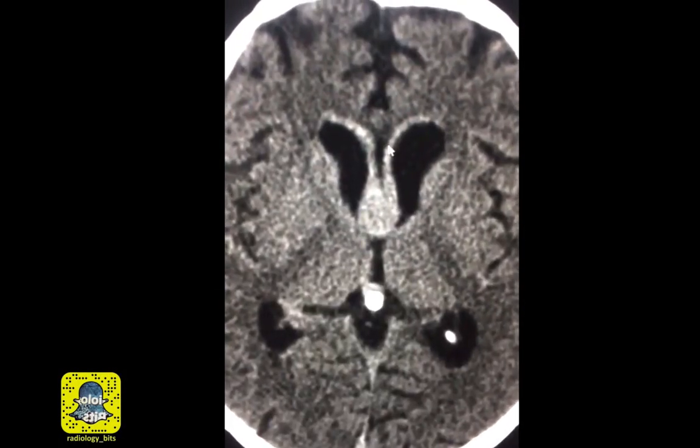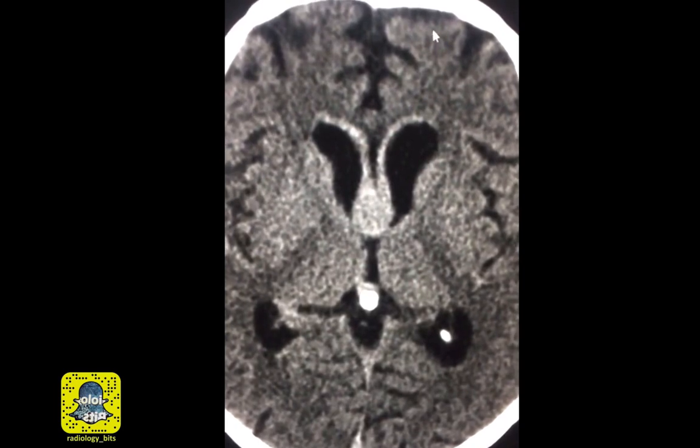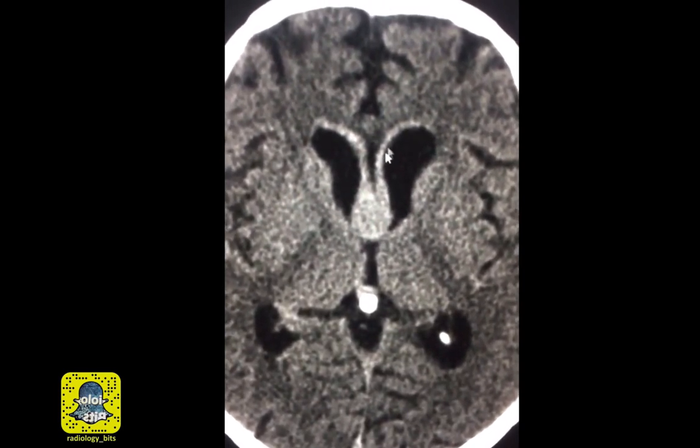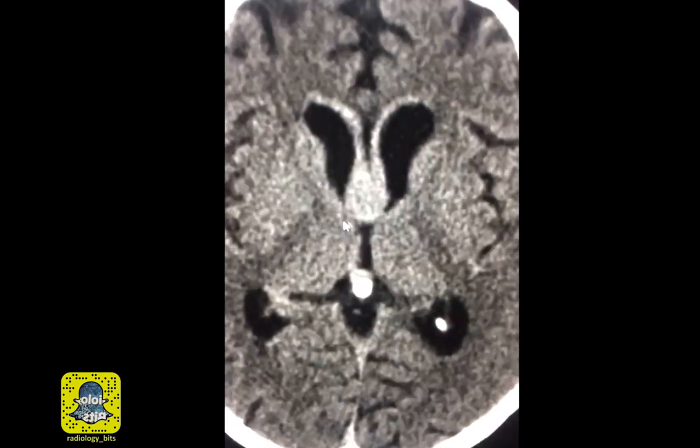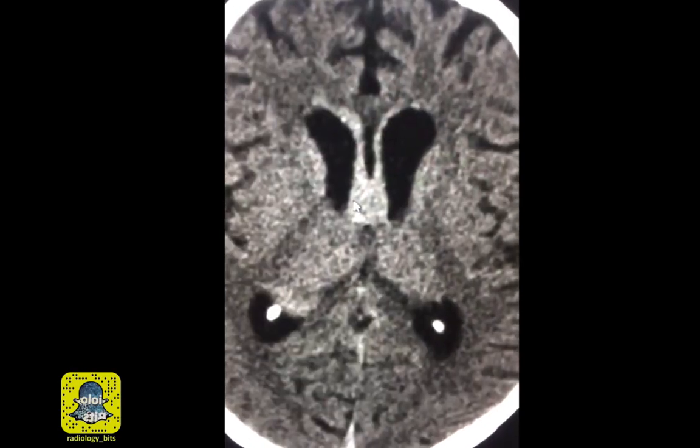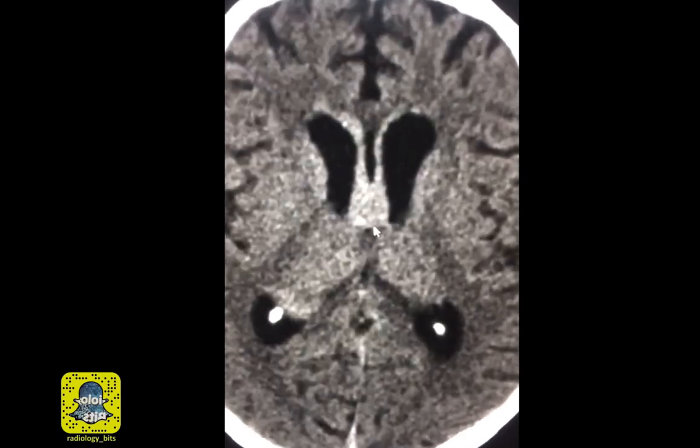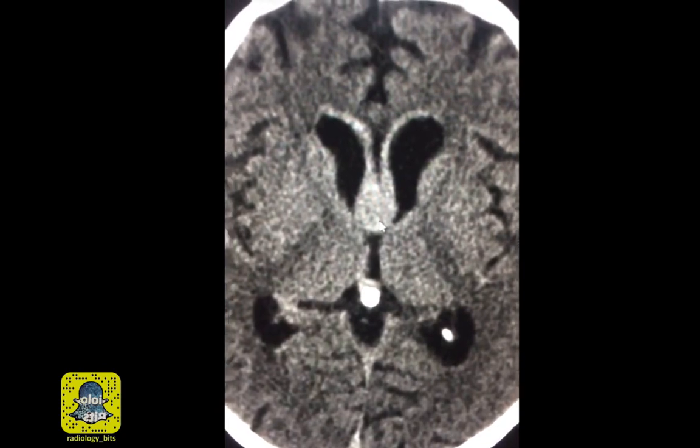So meningioma would not fit here since it's an extraaxial lesion. You have to think about tumors that could spread in this fashion. That would leave us with lymphoma, germinoma, or medulloblastoma.